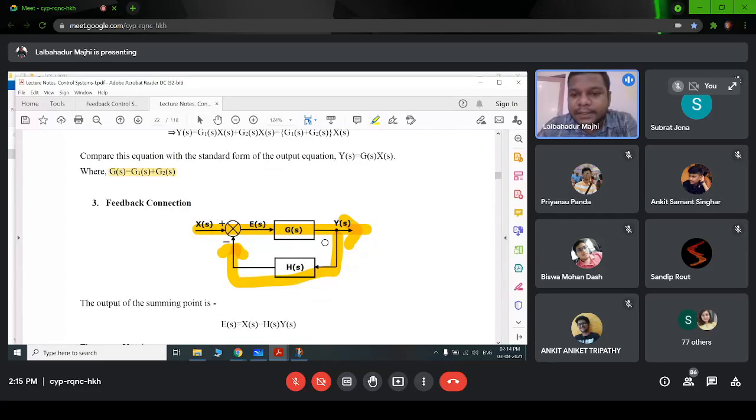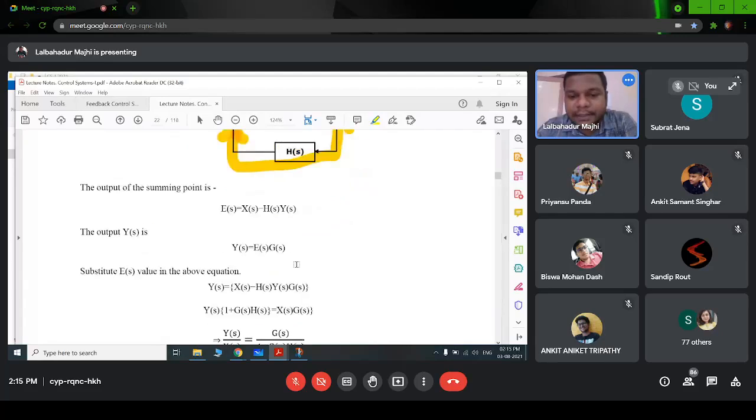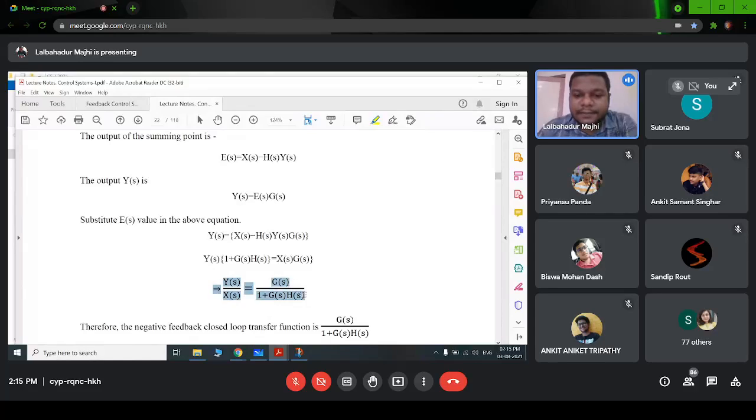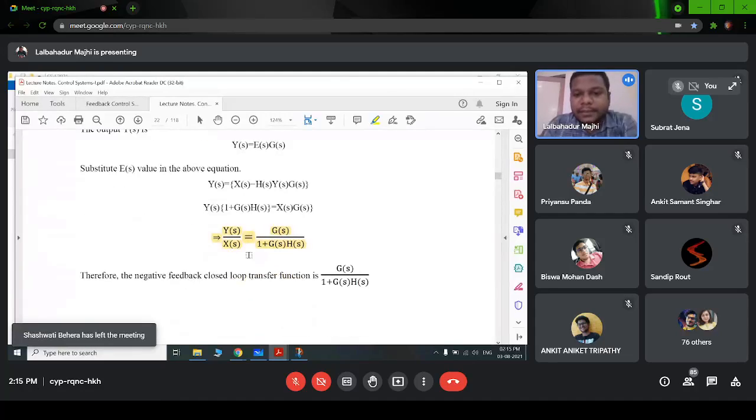So we know this is a closed loop system. Y(S) is the output and X(S) is the input. We have already derived the transfer function for a negative feedback system. So Y(S) divided by X(S) will be G(S) divided by 1 plus G(S) into H(S). And this is for a negative feedback system. If there is a positive feedback system, then it will be 1 minus G(S) into H(S).